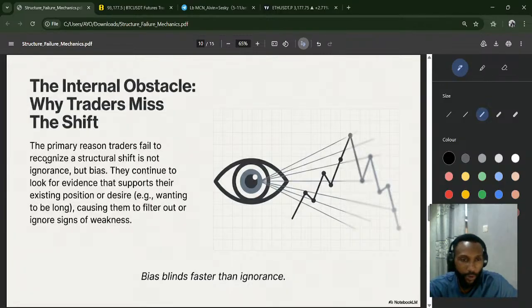The primary reason traders fail to recognize the structural shift is not ignorance, but bias. They look for evidence that supports their existing position or desire, e.g., wanting to be long, causing them to filter out or ignore signs of weakness. Bias blinds faster than ignorance. Do you understand? Assimilate that, read that, study that. You can screenshot that.